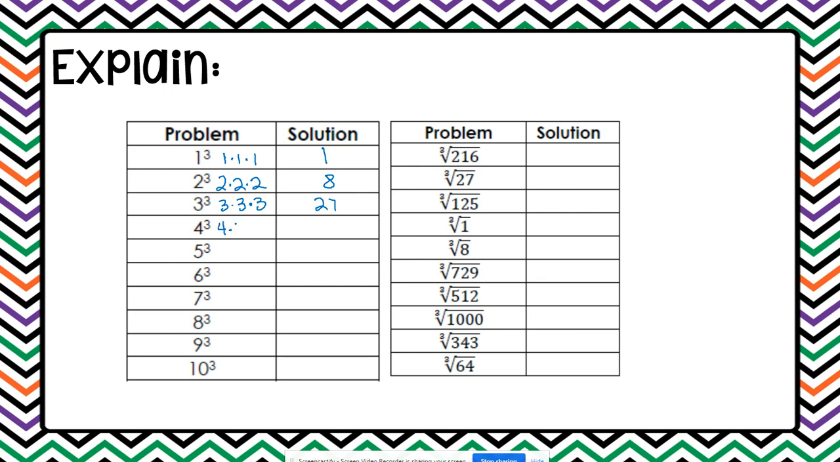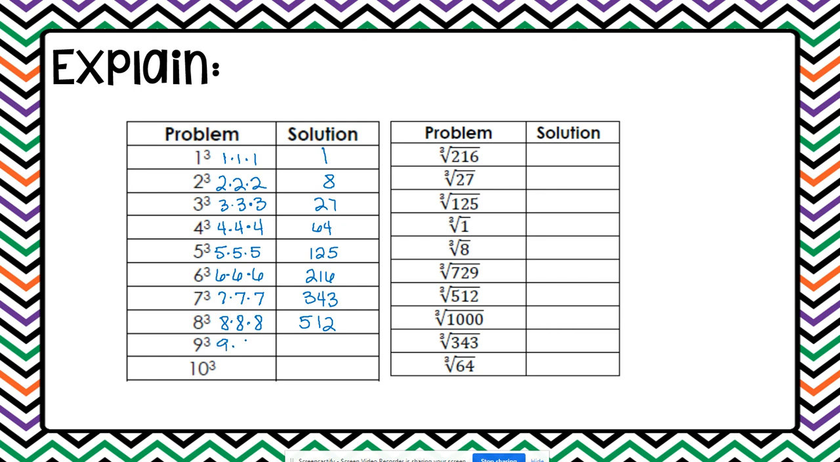4 cubed means 4 times 4 times 4, which gives us 64. 5 cubed means 5 times 5 times 5, which gives us 125. 6 cubed means 6 times 6 times 6, which gives us 216. 7 cubed means 7 times 7 times 7, which gives us 343. 8 cubed means 8 times 8 times 8, which gives us 512.